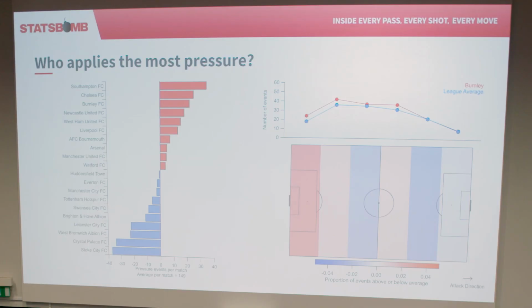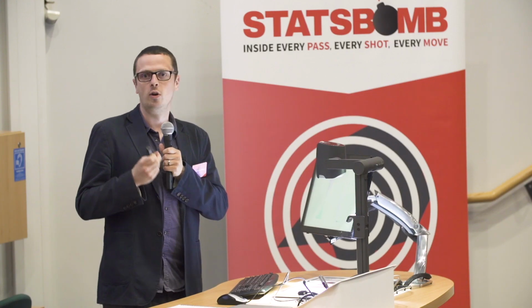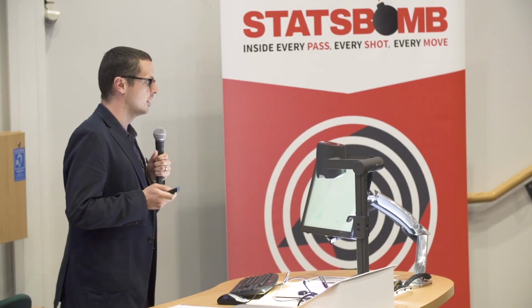So that possibly tells us something about pressure. We're going to look more at pressing in some following slides. But let's have a little look at how the pressure looks from a team level and from a pitch level. Along the bottom here is another heat map, but instead I'm showing the proportion of pressure events that a team applies compared to the league average. If the colour is red, they're putting more pressure on in that location of the pitch. If it's blue, they're putting less pressure on. This is going to be the same on all of the next few slides, so hopefully you can get orientated.